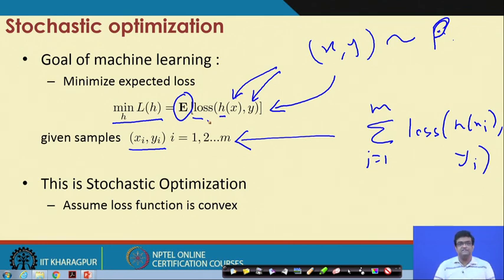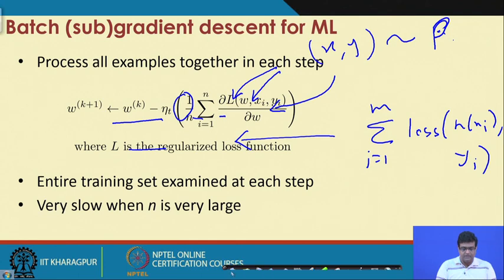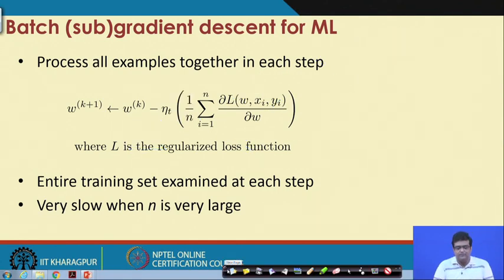So, we will see how we can go about doing this. The first thing that we do is what is called batch gradient descent. In case of batch gradient descent, what we do is we calculate the derivative of the loss function, which is the derivative of the total loss function.